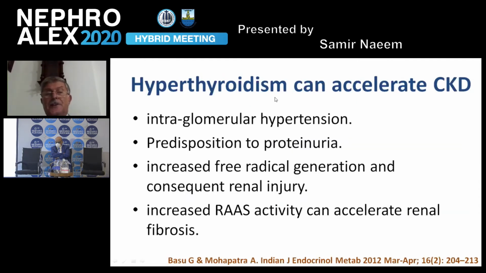And this is the explanation: in hyperthyroidism, there is acceleration of chronic kidney disease by increasing the intraglomerular pressure, by predisposition to proteinuria, increased free radical generation, and increased RAS activity, leading to acceleration of the renal fibrosis.